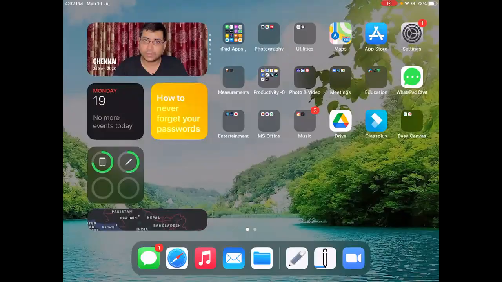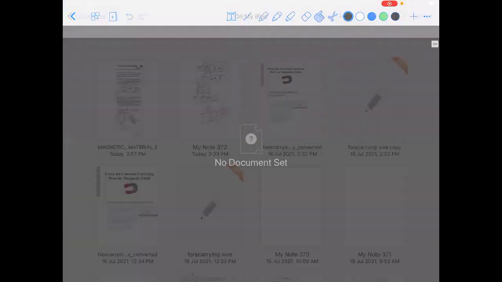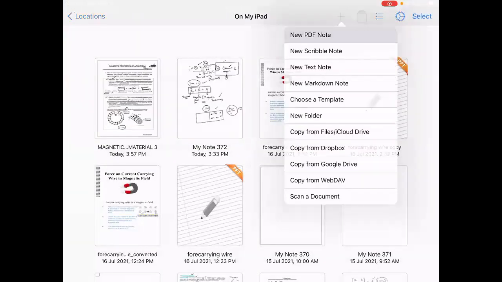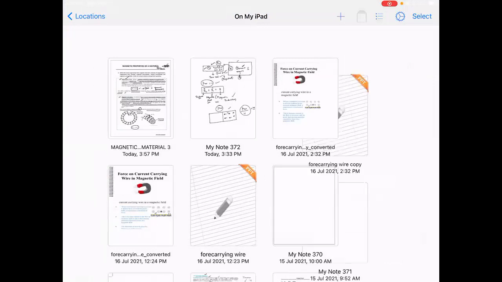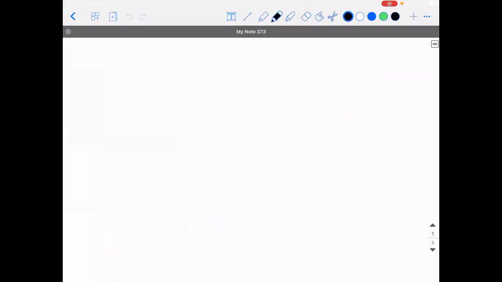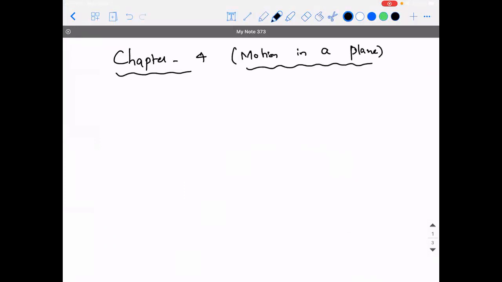So we'll get started with a new chapter today. That is motion in a plane. So write down the heading. Chapter 4, motion in a plane.